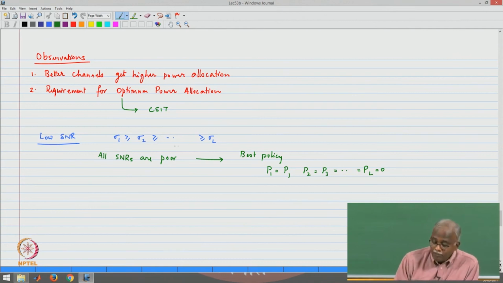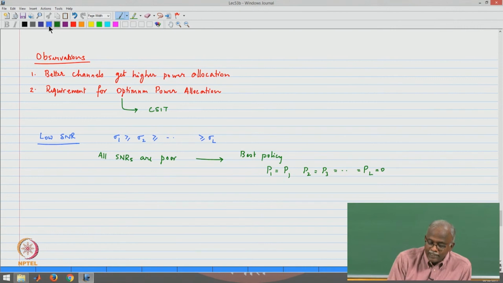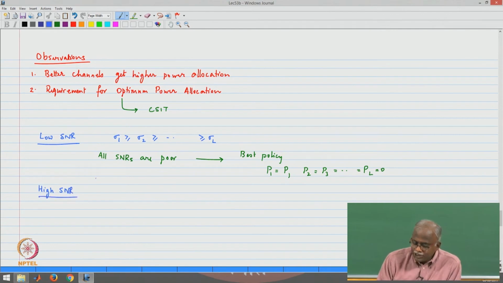Now what happens if all of them are high, that is, even all the way from sigma 1 to sigma L? So that is the high SNR extreme, high SNR, which means all channels are good.